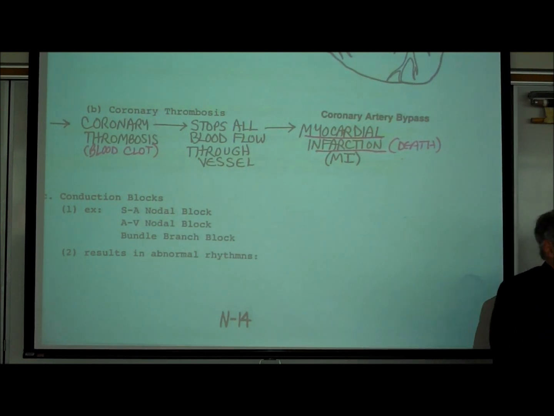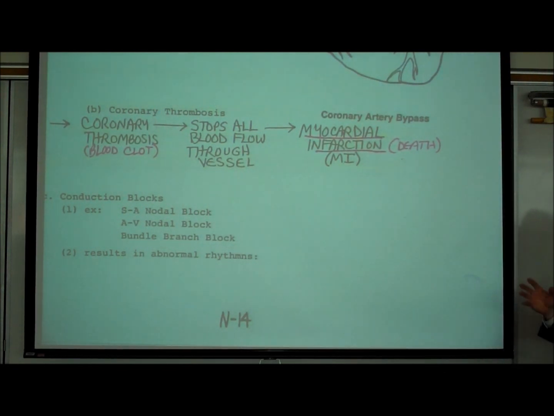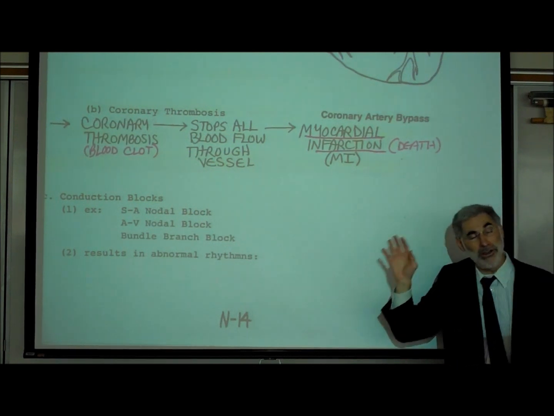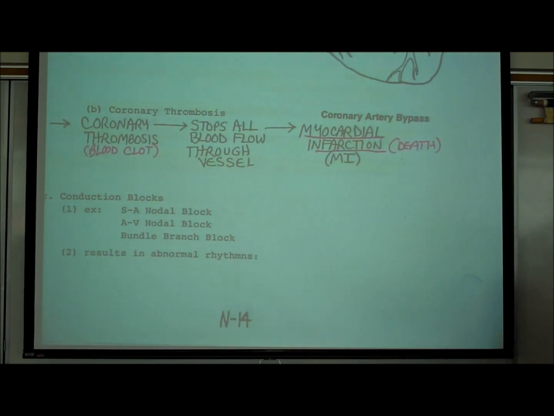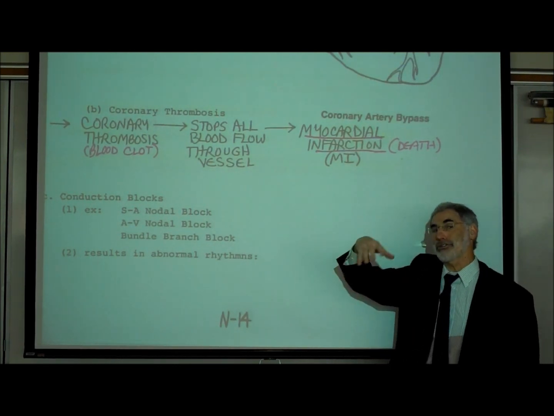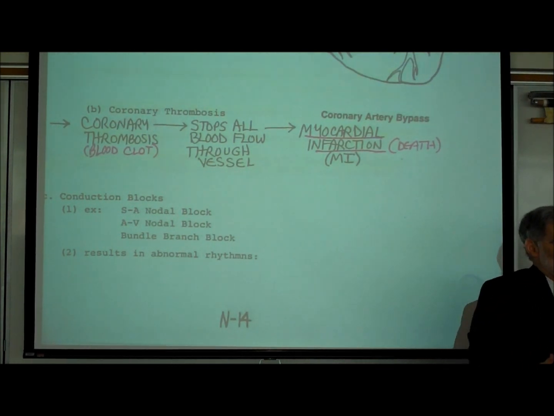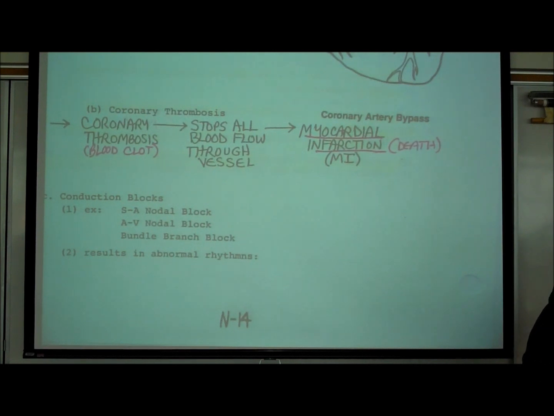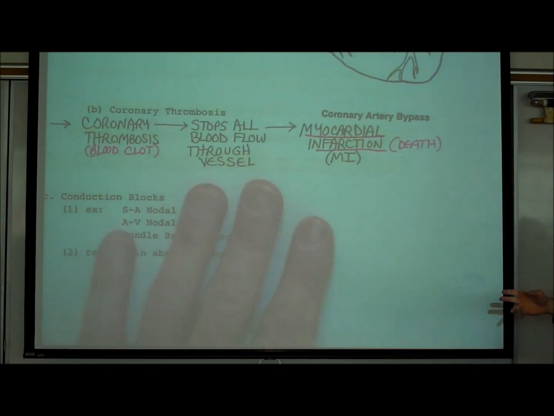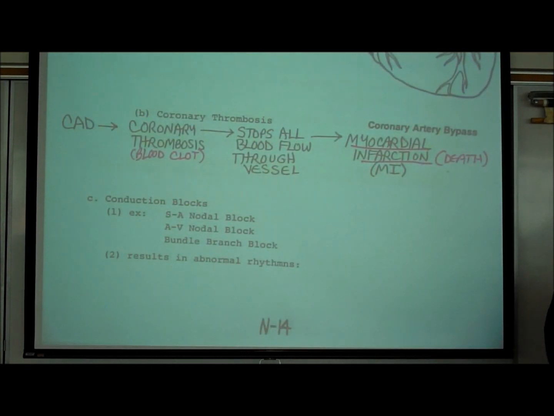But the context in which you've most commonly heard the word before is myocardial infarction, death of the heart muscle. Now, you know this myocardial infarction, or MI as it's abbreviated, better by the expression heart attack. That's what a heart attack is. It's where the heart muscle dies because of a coronary thrombosis, a blood clot.